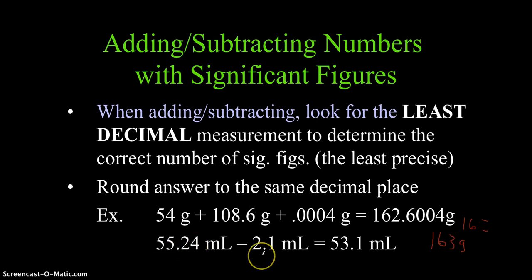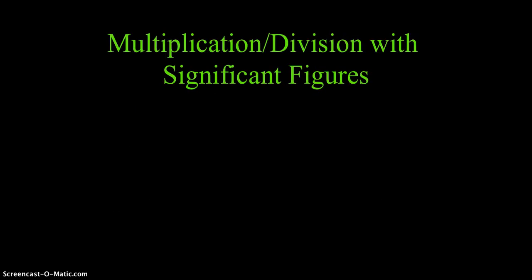Now, when we subtract these in a calculator, we're going to get 53.14 for the answer. But because this number only goes to the tens place, our answer has to end at the tens place. So we look at the number to the right, it's a 4, that rounds down, and therefore we round down to 53.1. So 53.1 is going to be our answer for that. And now I have to get an arrow and go to the next slide.